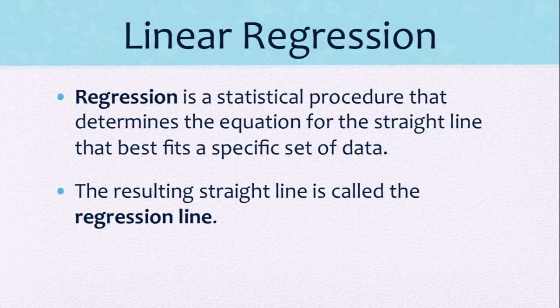Now, previously we went over correlations and we learned that Pearson's correlation is used to measure the degree to which a set of data points form a straight line, or the degree to which a linear relationship exists between two variables. Well, that straight line that we previously called the best fit line is also known as the regression line. Regression is a statistical procedure that determines the equation for the straight line that best fits a specific set of data.